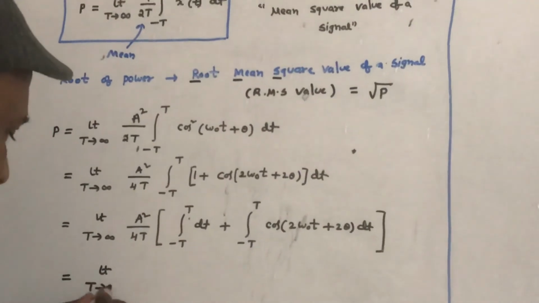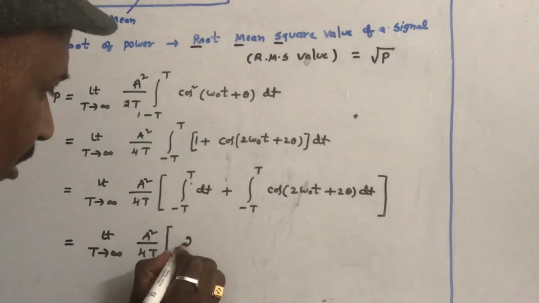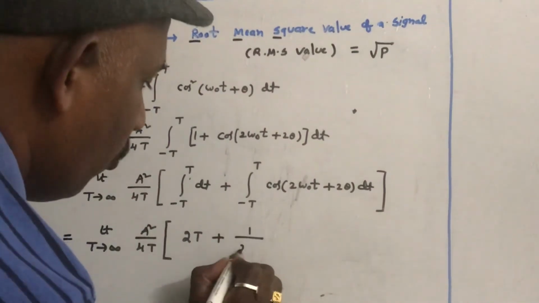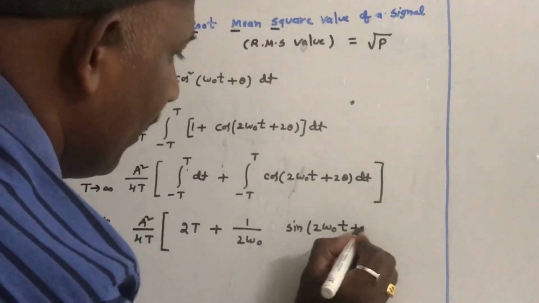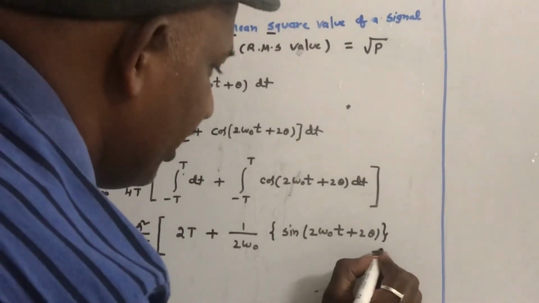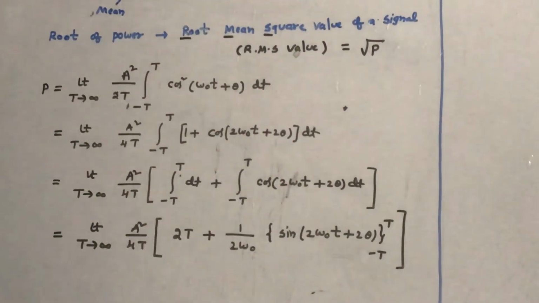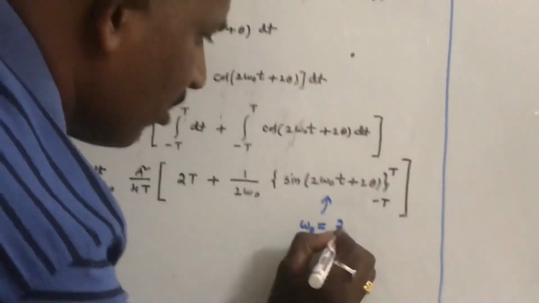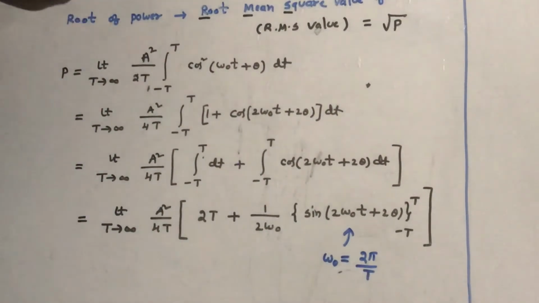Limit T tends to infinity, A square by 4T into, what is the answer of the first integral? 2T, plus what is the answer of this integral? 1 by 2 omega 0 sine of (2 omega 0 t plus 2 theta), and the limits are from minus T to T. Here, what is omega 0? Because it is a periodic signal, omega 0 is equal to 2 pi f, which is 2 pi by capital T. Substitute 2 pi by capital T in place of omega 0.